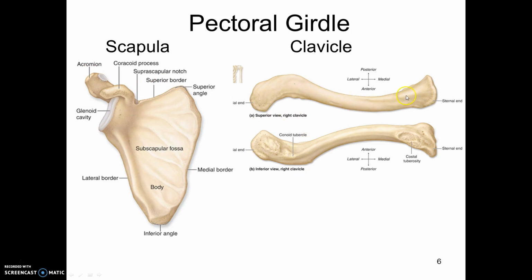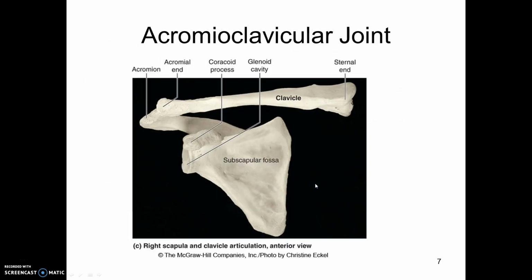This is the superior surface. This is an S-shaped bone from the superior view, and here's the inferior view of it. In the inferior view, we can see this structure here, the conoid tubercle, which we'll also talk about in lab. All right. It'll be important to figure out whether you're looking at a right or a left clavicle based on some of those characteristics. Here we're looking at how the clavicle and scapula articulate at the acromioclavicular joint.